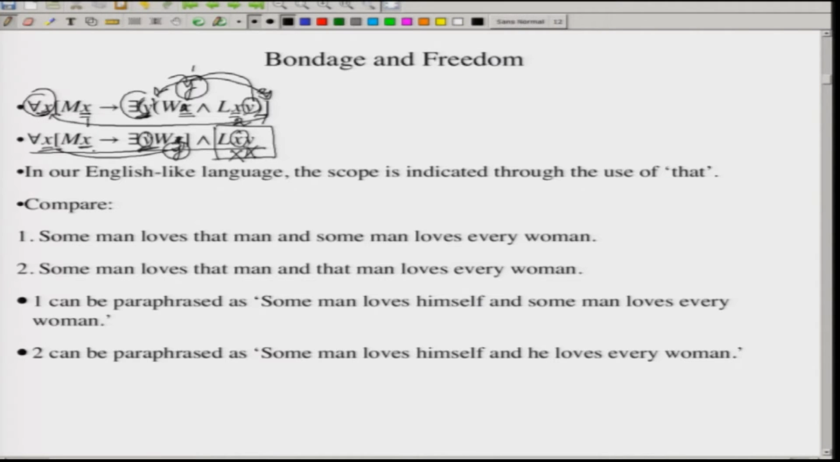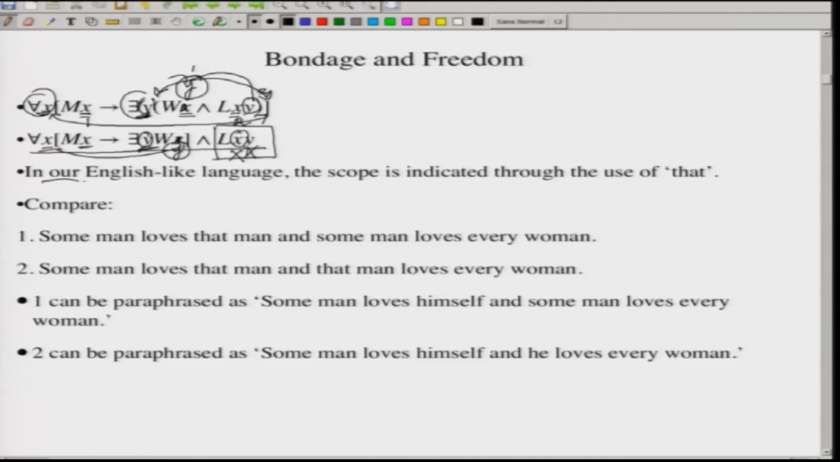What happens in a natural language, or we can talk about natural language after some time. Presently we can talk about just the language, the English-like language we are considering, not really English, but the English-like language we are considering. Now, in that we compare these two sentences, 1 and 2.